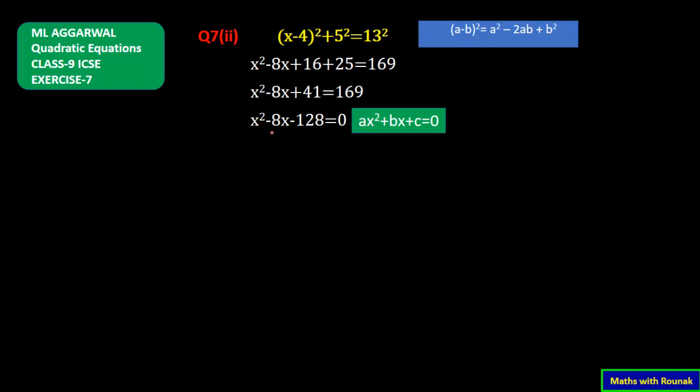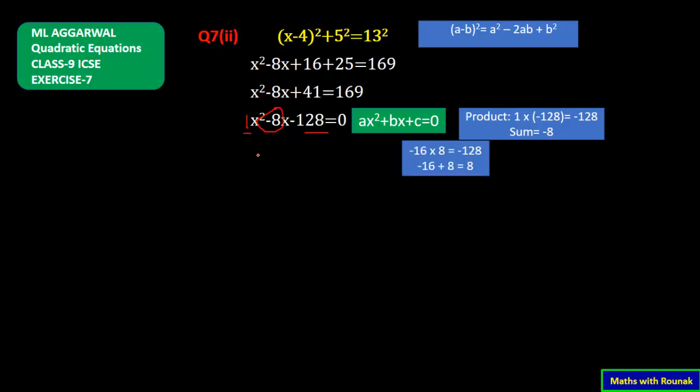So now we have to break this middle term minus 8x into two such numbers such that their product is 1 into negative 128 and sum is minus 8. So the two numbers are minus 16 and 8, as minus 16 into 8 gives us negative 128, and minus 16 plus 8 gives us negative 8. Now we have got our two middle terms, minus 16 and positive 8. Now let's split minus 8x.